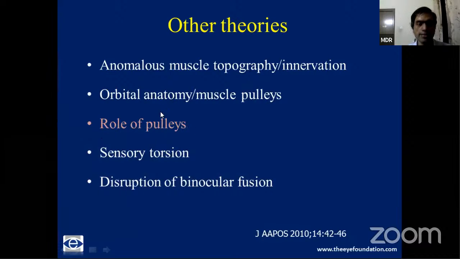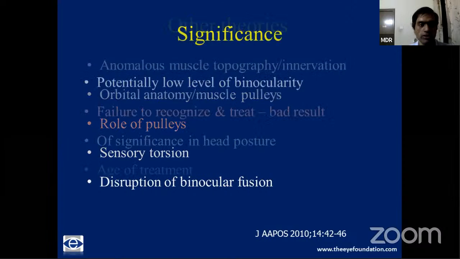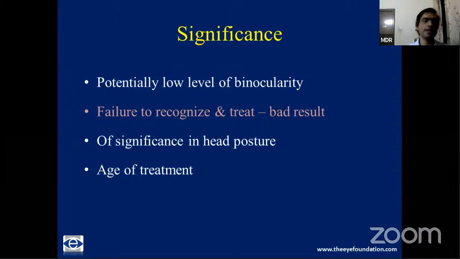The role of pulleys has recently been propounded by Dr. Demer and is thought to be the primary mechanism for pattern strabismus. And these are the other theories that have also been propounded. The significance of identifying an A or V pattern is that these are associated with potentially low levels of binocularity. If you fail to recognize and treat these patterns, and you treat only the horizontal deviation, you end up with a very bad result. Sometimes these can cause a head posture.